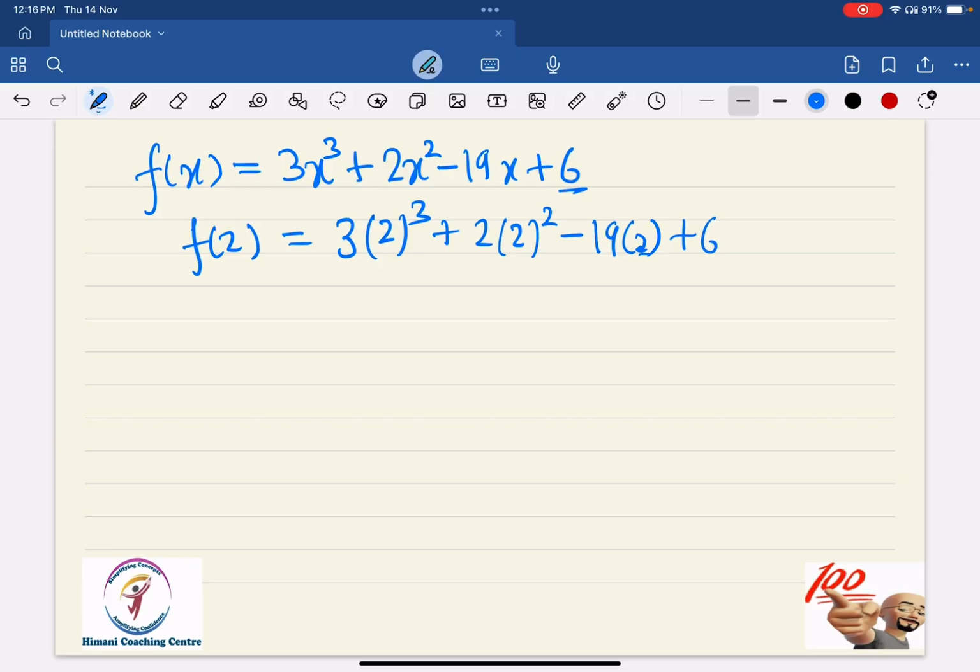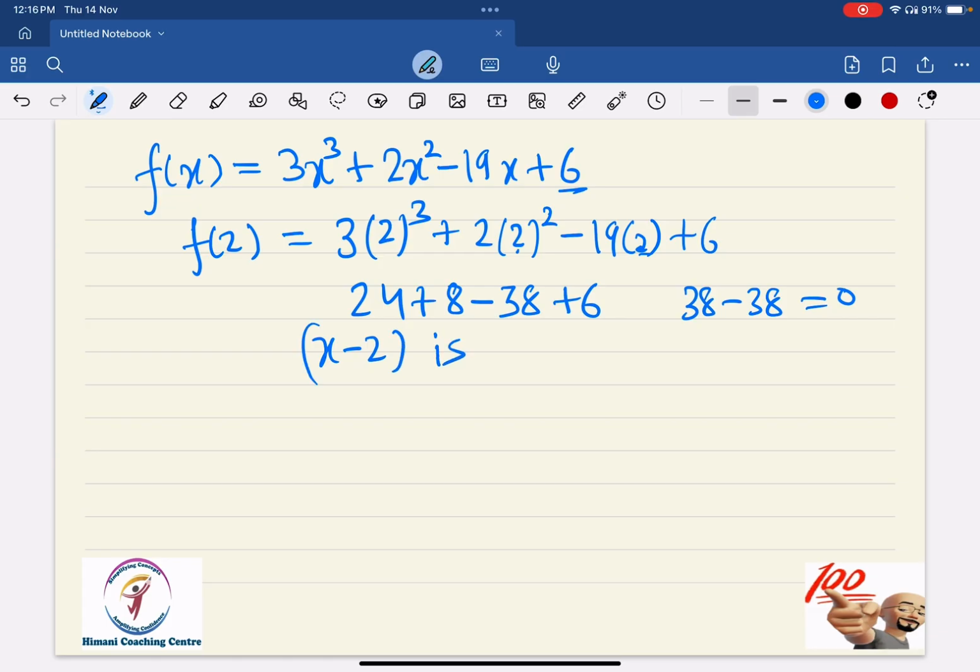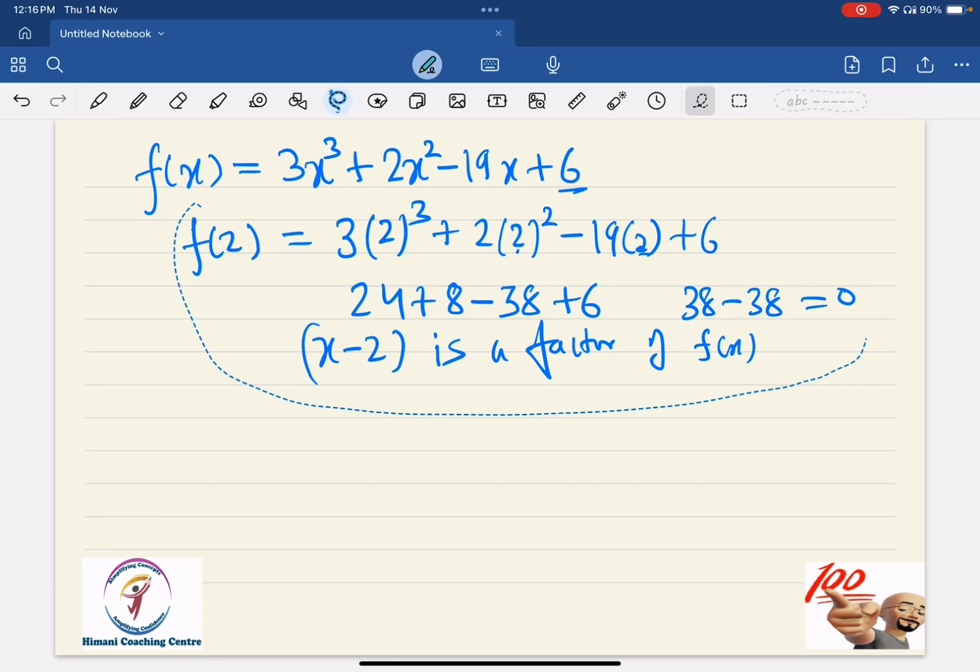So 2 cube is 8 times 3 is 24, 2 square is 4 times 2 is 8, 19 times 2 is 38, and there is minus into plus, so minus 38, and now you have 38 minus 38, which is 0. So we can now say x minus 2 is a factor of f(x).